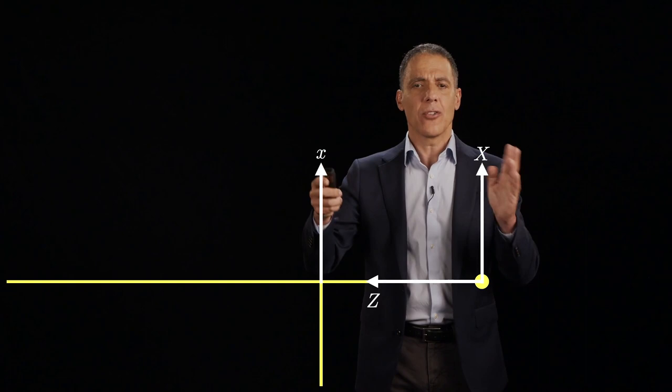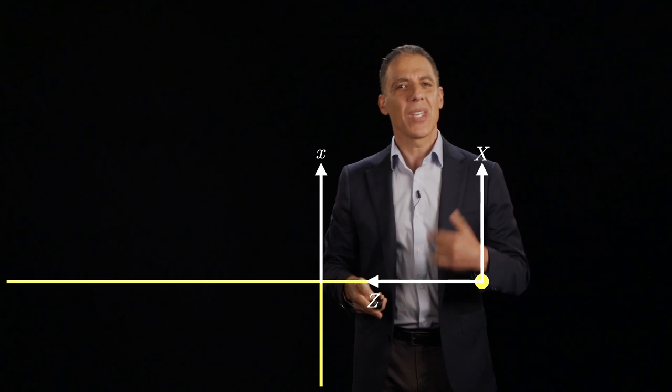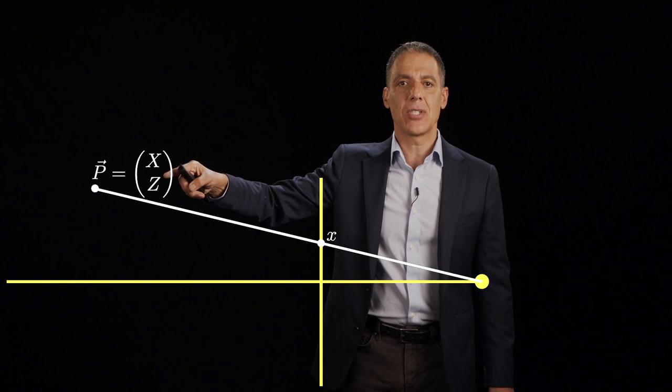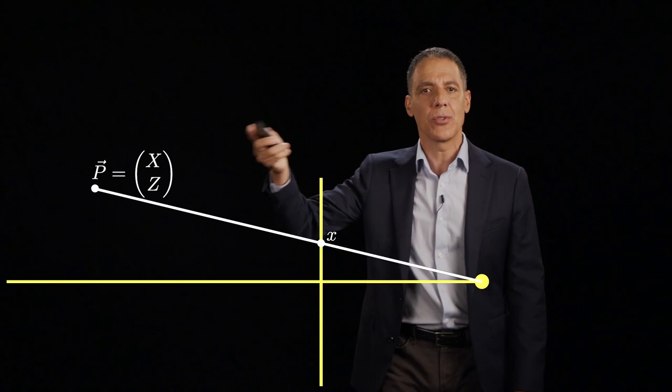So the pieces are exactly the same. What have I done? I've just flipped these two. Why have I flipped them? I'm going to get rid of that negative sign in the perspective projection. Okay, so let's take a point out in the world, capital P, vector again, capital X, capital Z. We have a two-dimensional point. We're still in flatland, still in a two-dimensional world. We'll do 3D later. The game is still the same.